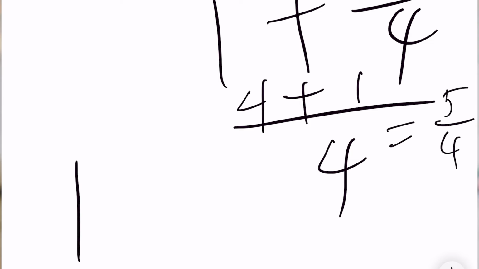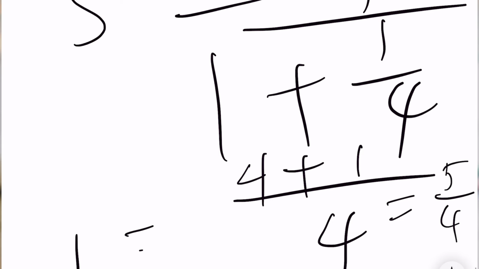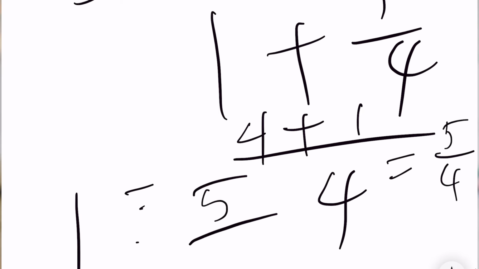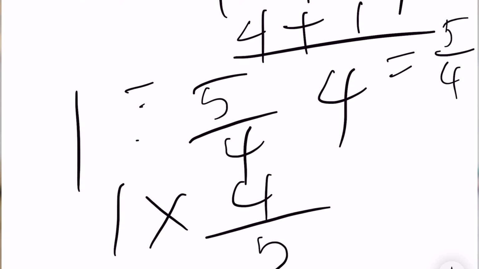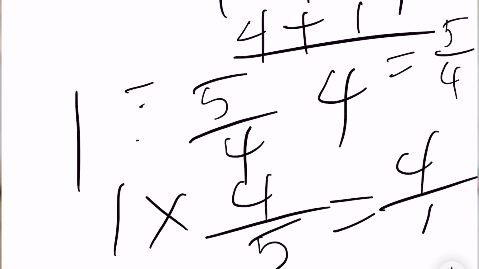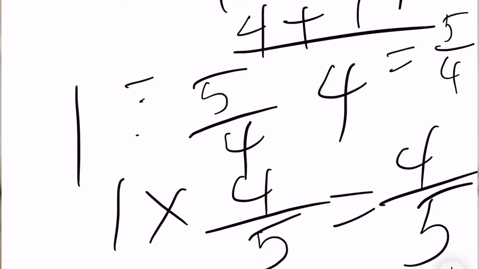So we have 1 divided by 5 over 4. That is 1 times 4 over 5, which is 4 over 5. So the sum to infinity for the first one is 4 over 5.